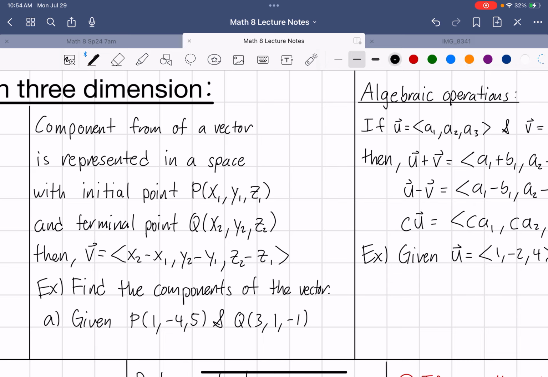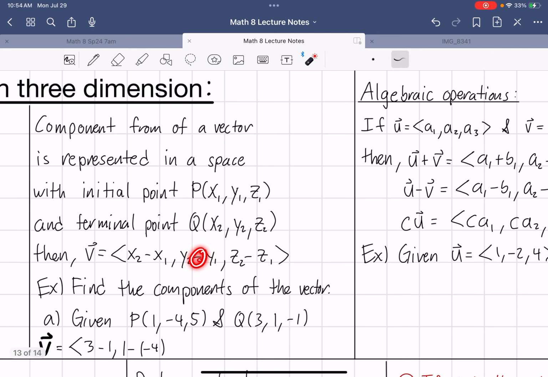And that will give us, so let's call this vector v. That's going to be, and remember, you have to make sure it's the terminal minus the initial. So 3 minus 1, then it's going to be 1 minus -4. So it's important to know that there's a minus that's coming from the formula, and there's a negative coming from the coordinate. And then we have -1 minus 5.